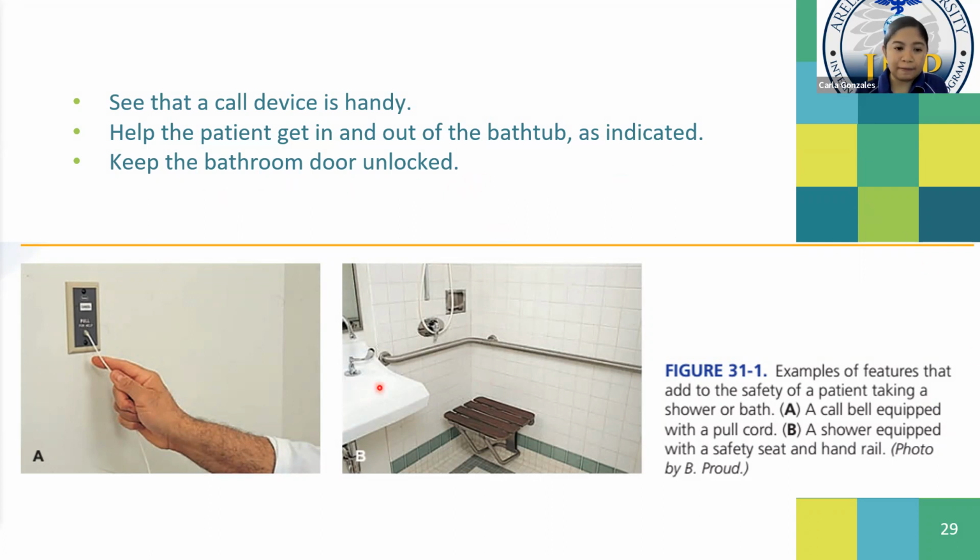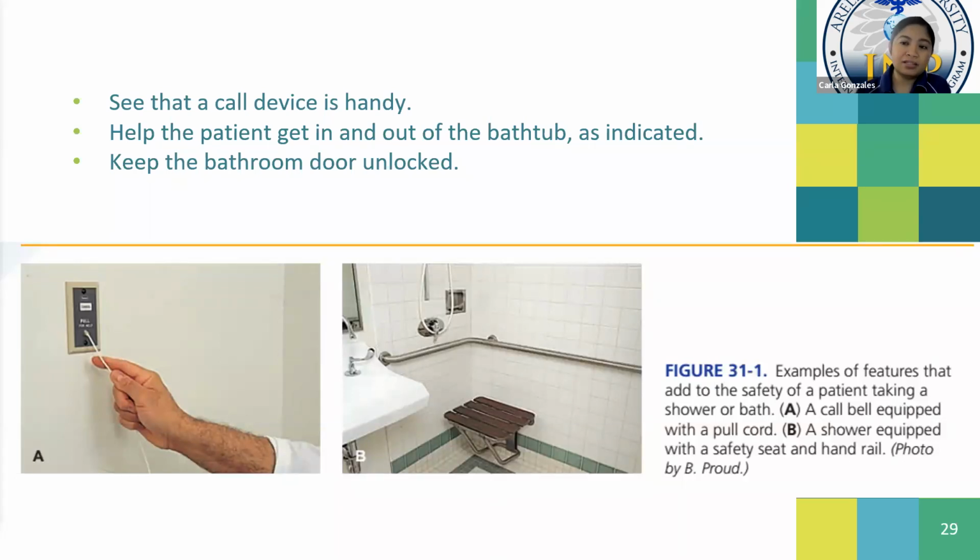And so these are some examples. You have the safety call device. They just need to pull the wire, and it will immediately get attention, just like a call bell. Then you have the chair, and you would also see the safety handrails, so they can hold on to those rails while taking a safe seat. So this one is using shower or tub baths.